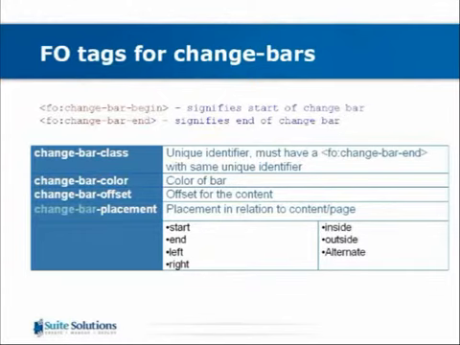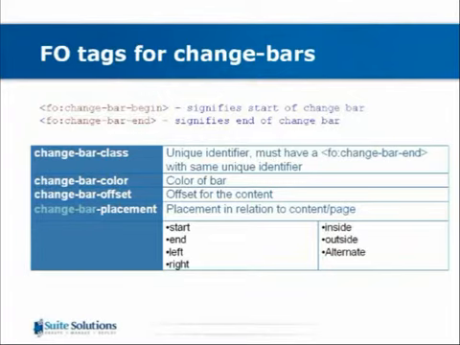FO change bar begin tells when a change bar should start, and FO change bar end is when a change bar ends. You can have change bars that overlap. They can intersect, they can union, they could be completely nowhere near each other, since you can have more than one change bar in your document. The attributes it has include change bar class, which is a unique identifier for the change bar, and it must have a change bar end at the end. So you must have a matching change bar begin and a change bar end.